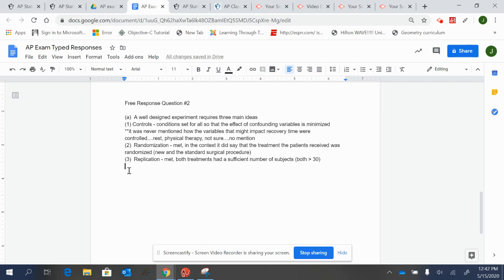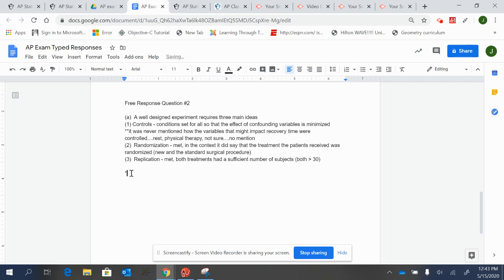So here's basically what I first did before I answered the question: I demonstrated to whoever is scoring my paper that I do have content knowledge on what a well-designed experiment requires, and the fact that you need a well-designed experiment to suggest a difference in procedures. So even if the data suggests a statistically significant difference, you still have to have a well-designed experiment. Otherwise, you could be basing decisions on the wrong data.